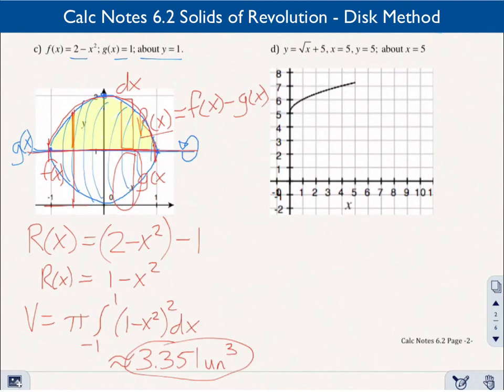All right, so the biggest thing here is draw what you're trying to get, draw your representative rectangle, identify the width and the radius. And you might have to be creative in finding the radius by subtracting some functions there.